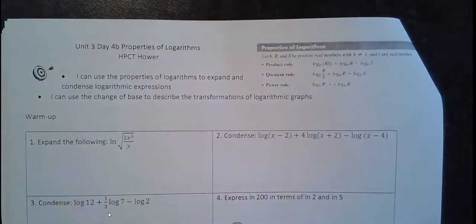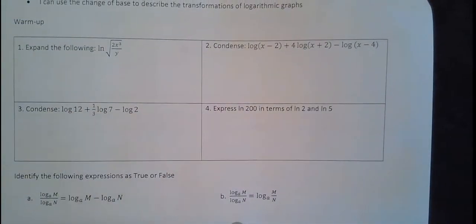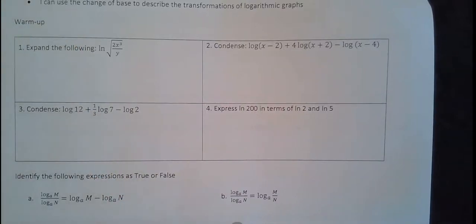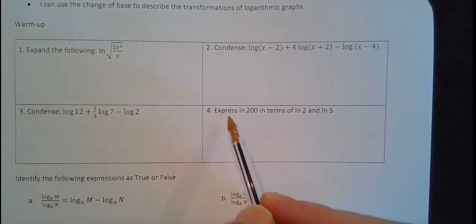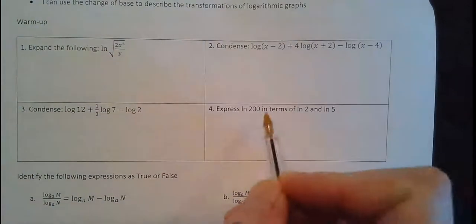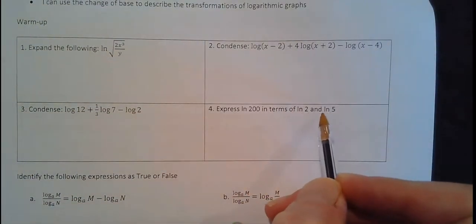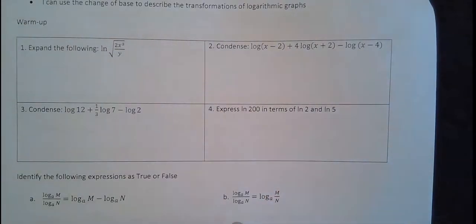We've got the product rule and the quotient rule and the power rule from yesterday. I want you to take a moment and try these out. Pause the video and try these four. Expand, condense, expand. Express in terms of natural log of 2 and natural log of 5. And then expand it. So go ahead and pause the video and try those out.